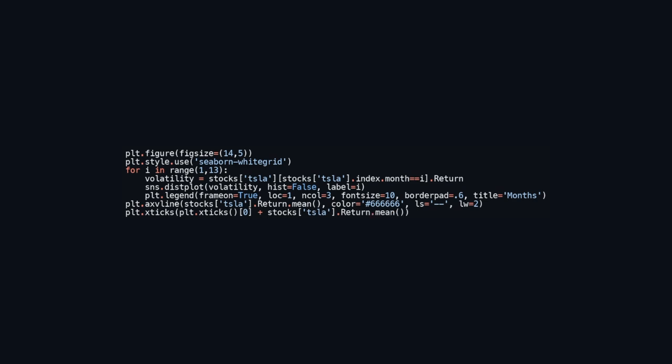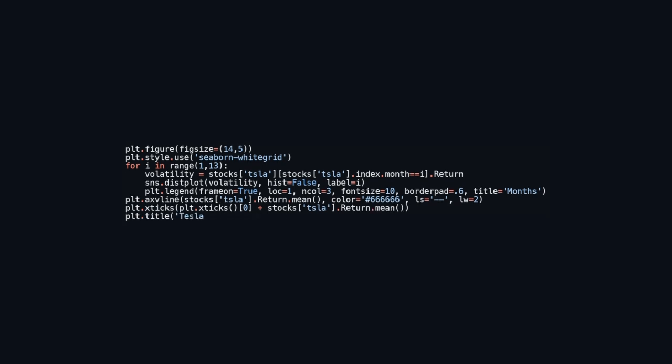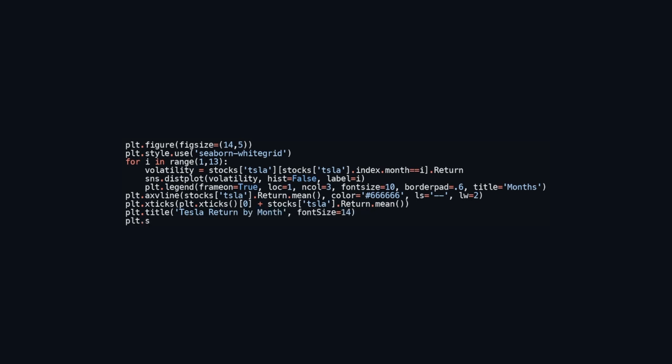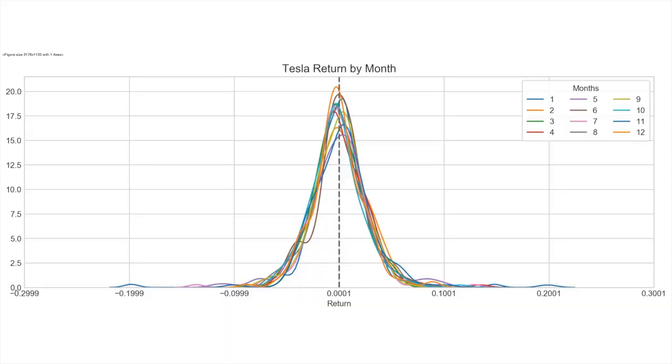The output image illustrates the distribution of Tesla's returns for each month, with distinct curves representing each month's data. The peaks of these curves indicate the most common return values for each month, while the spread of the curves reflects the volatility of returns. The vertical line at the mean return serves as a benchmark, allowing viewers to see how each month's distribution compares to the overall average. This visualization is crucial for understanding seasonal trends in Tesla's stock performance, aiding in exploratory data analysis for stock forecasting.